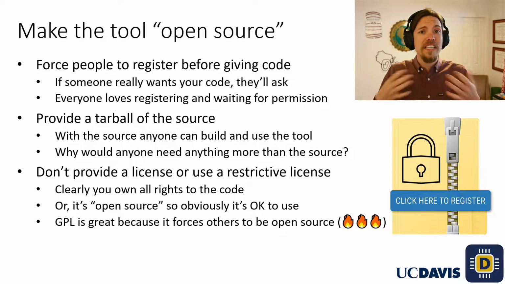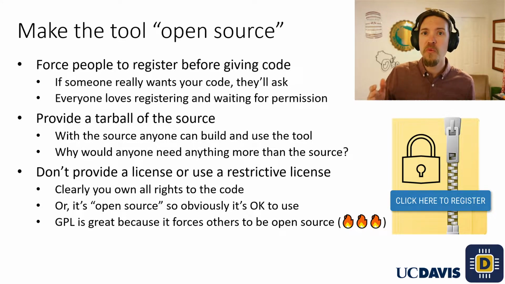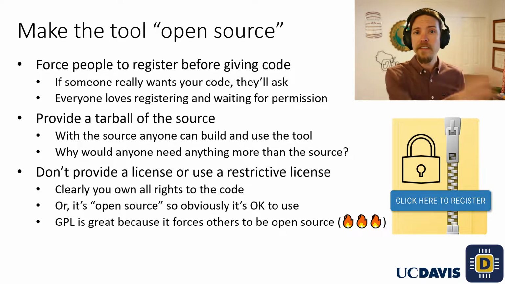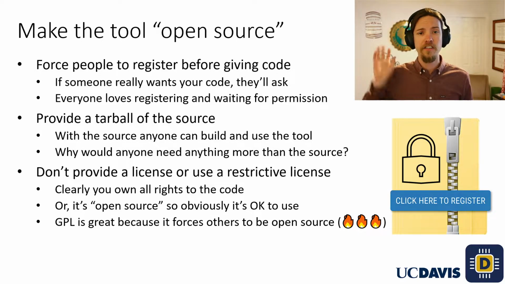And then, once they've registered and are able to download the code, just give them a tarball. They don't need anything else. They don't need to see the version history or anything like that. And when you update it to the next version, just give them another tarball. They can figure out what the differences are themselves. Why would anybody need anything other than just the source and a bunch of C files? They'll figure out how to compile it.